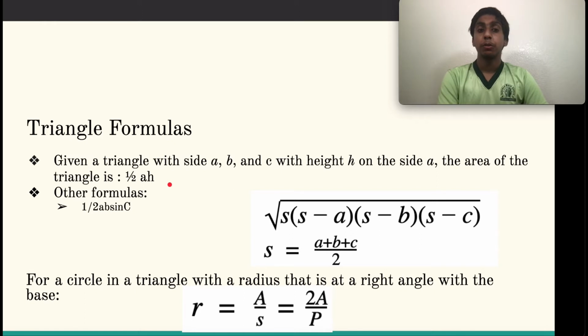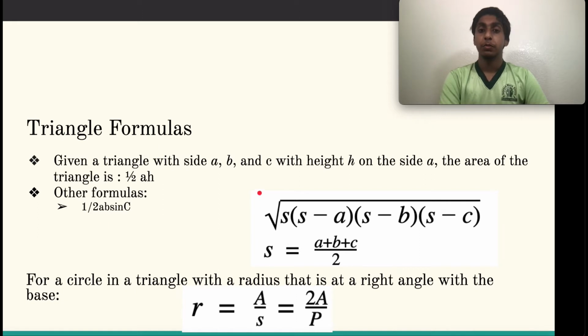Now, there are some other formulas you can use to find our area. The first one is 1/2 AB sine C. And you could also change this to like 1/2 CB sine A, or so on. So what this basically means is if you have a triangle, you know the lengths of two sides, and you know the sine of the included angle, then you can find your area.